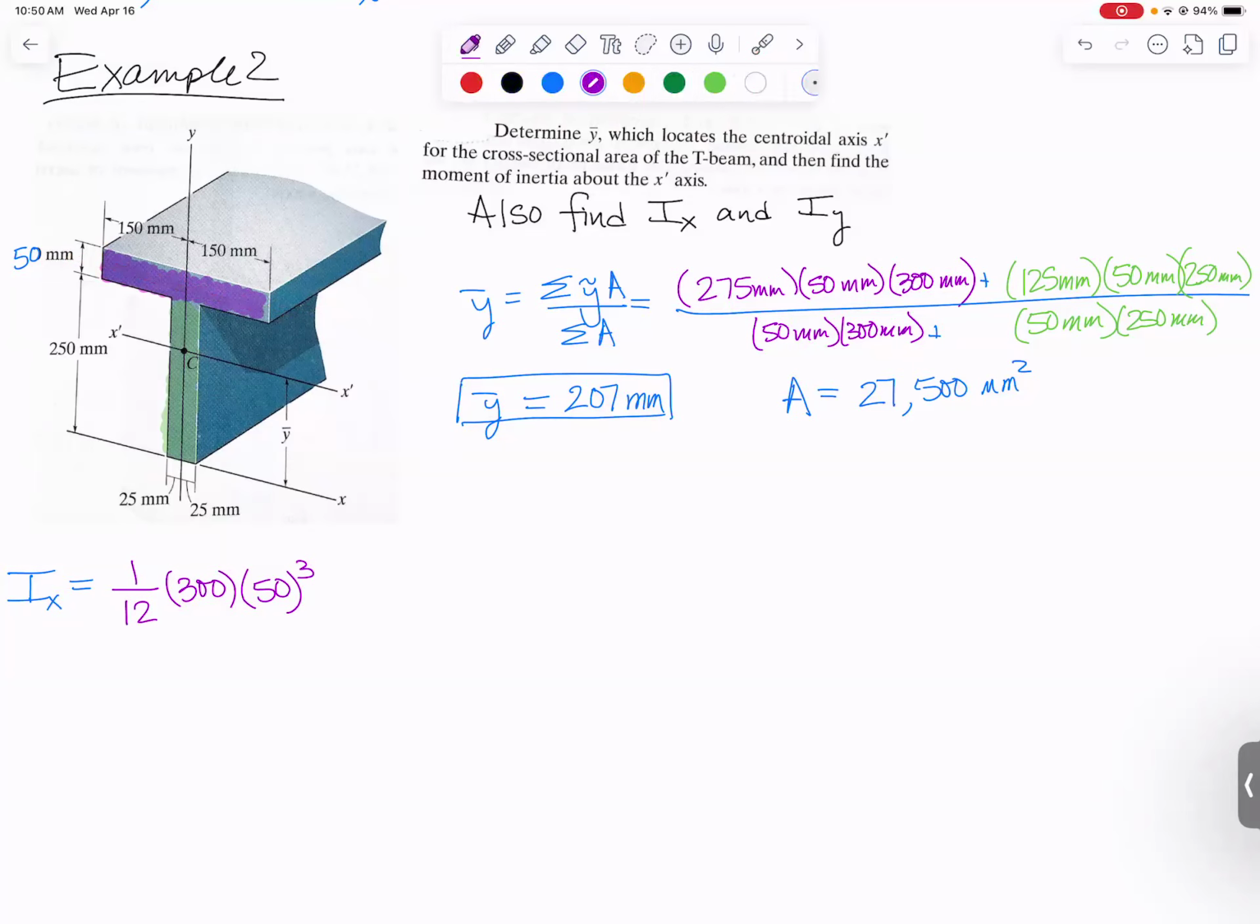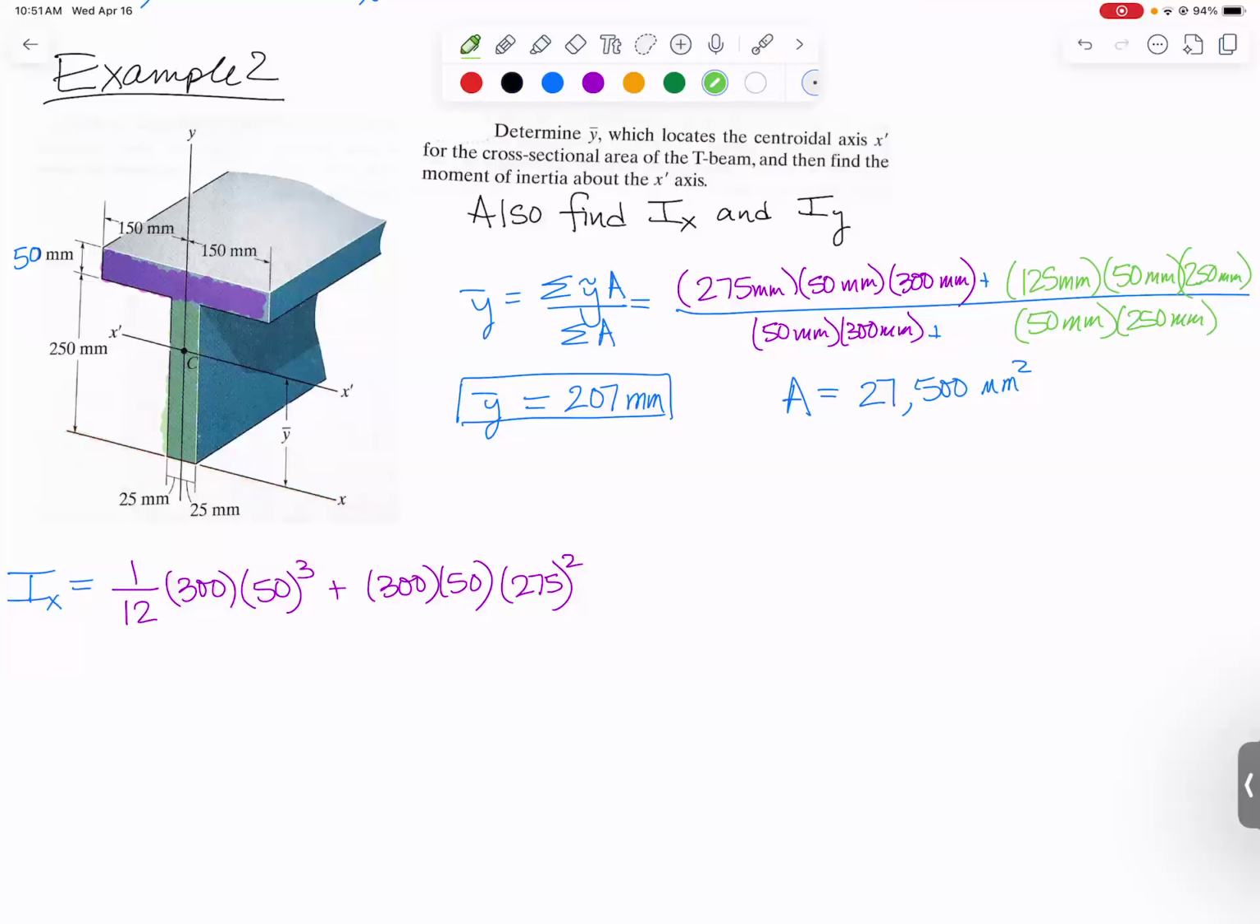But to get the moment of inertia all the way down at the x-axis, I got to add to it area, 300 times 50 times the distance squared. And the distance is sitting right there. It's the 275 that gets squared. Why is it 275? Because we got to go from this centroid location, which is 275 above this x-axis.